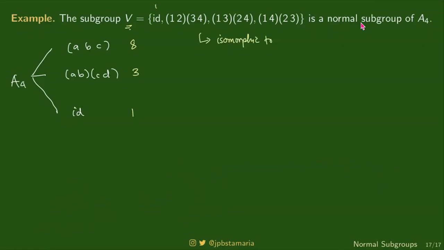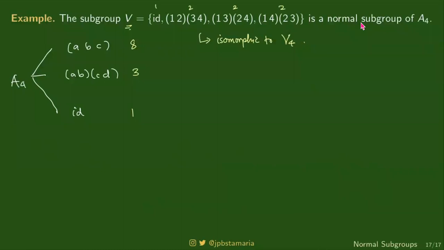Order 1, order 2, order 2, order 2. Line form. Wala kasing element of order 4, so hindi siya cyclic. Isa lang ang choice mo. Klein form. Okay? All right.